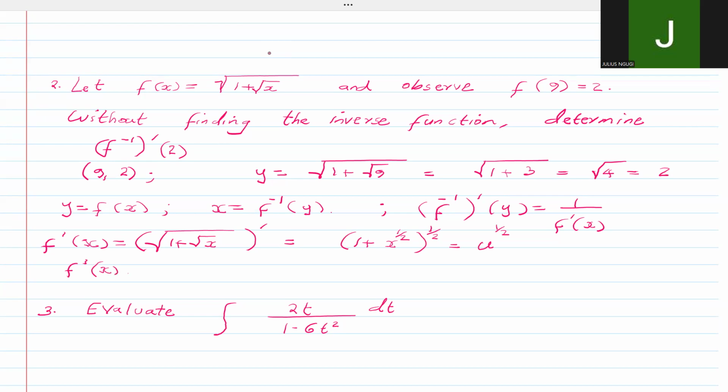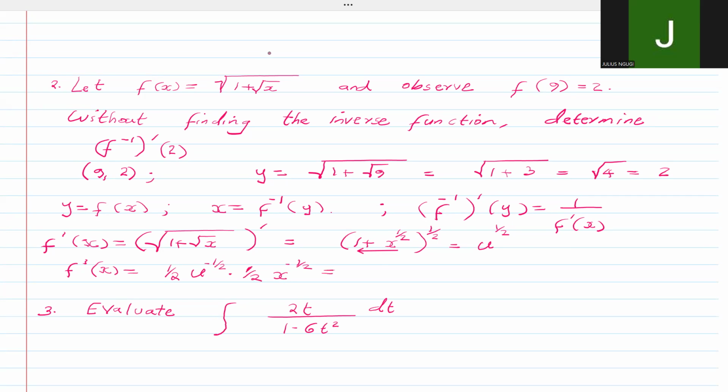We start with df du, which is a half u to the power of minus a half. Then du dx, the last part, u prime, which is the derivative of what is inside. The u is 1 plus x to the power of a half, so the derivative is a half x to the power of minus a half.